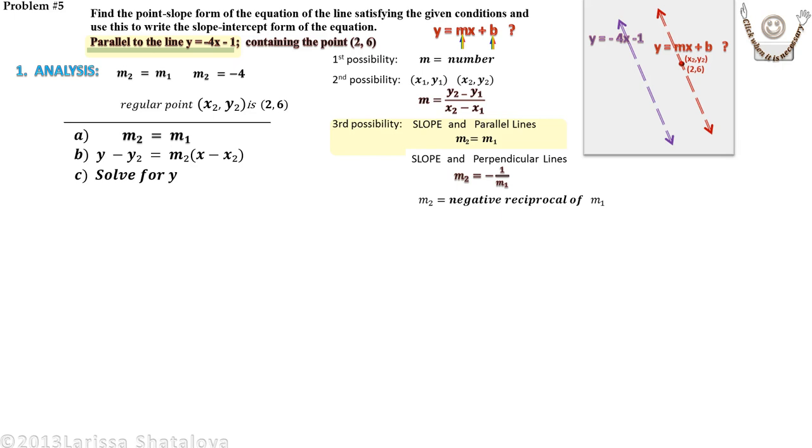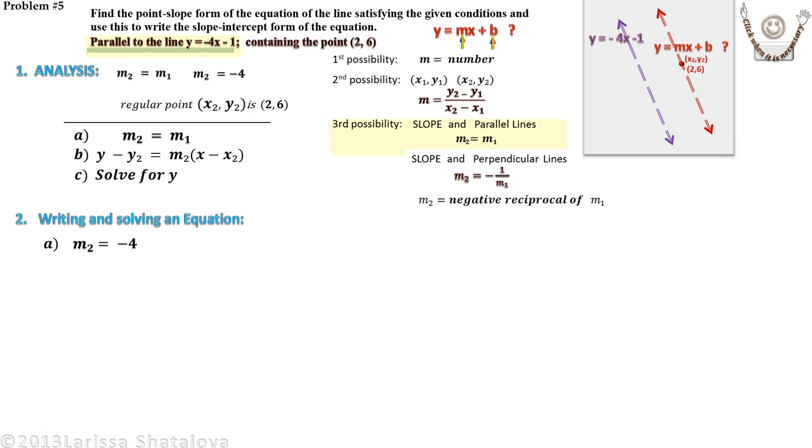Okay, now we're ready to write and solve an equation. First, a. The slope of our line would be negative 4, because our line is parallel to the line with equation y equals negative 4x and negative 1. Parallel lines have the same slope.